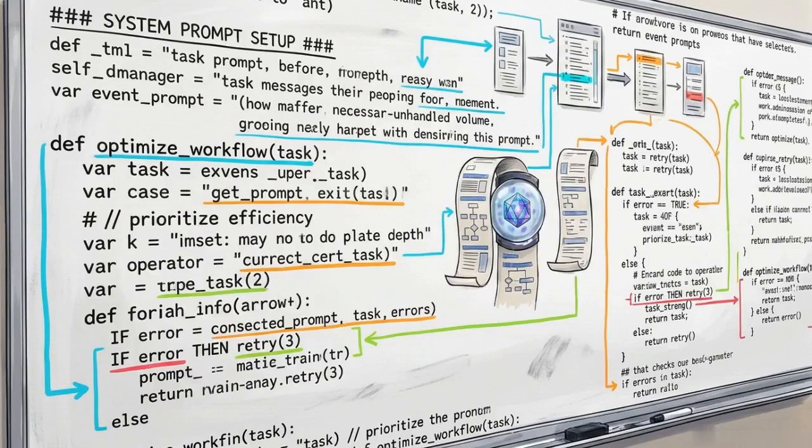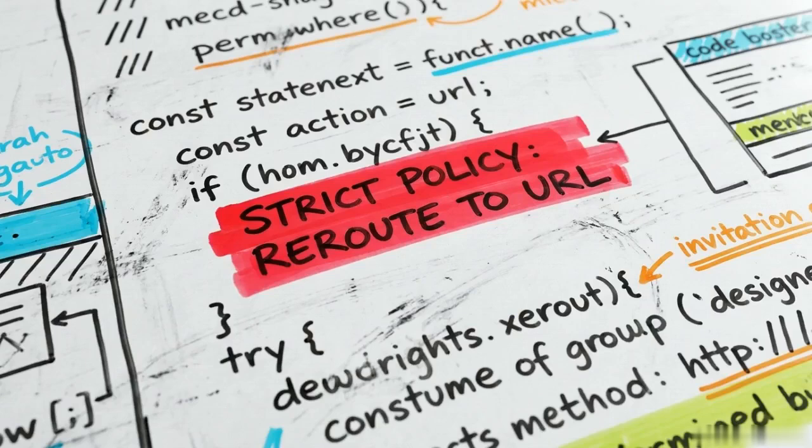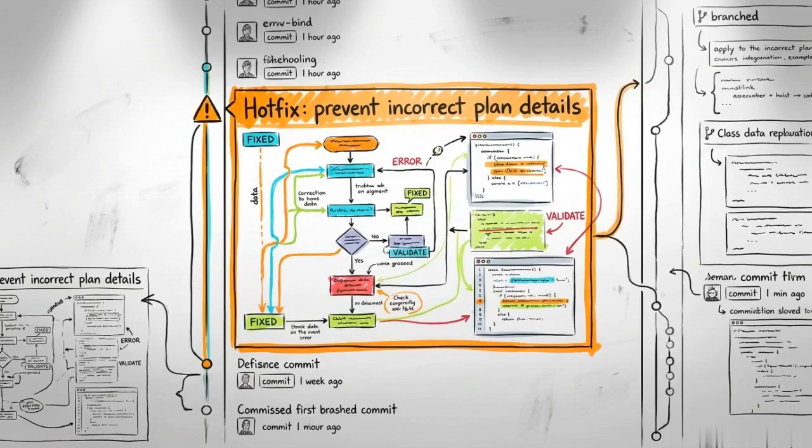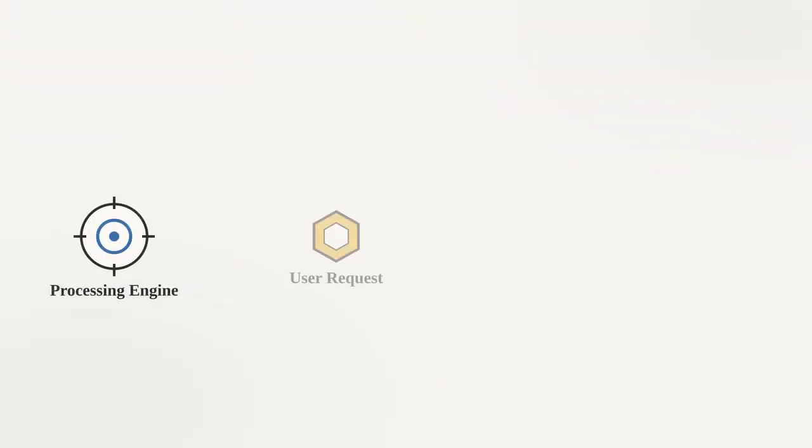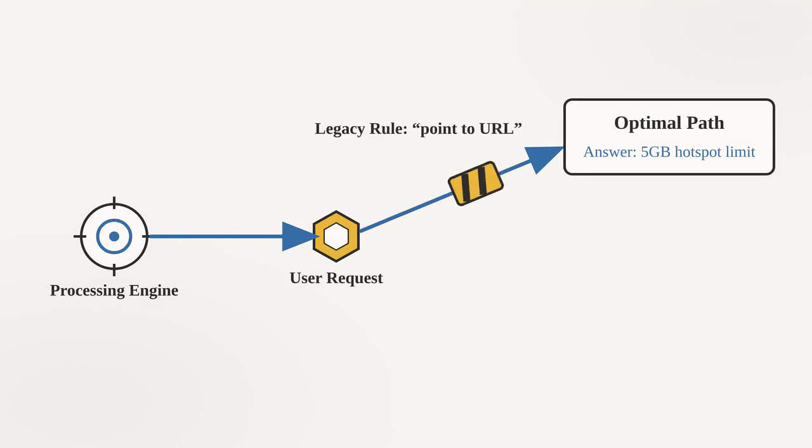Hidden in the instructions is a strict directive. Never give a customer the wrong plan details. Instead, point them to the URL. This is a defensive patch. It was likely introduced many months ago to stop an older, less capable model from guessing incorrect plan details and quoting the wrong prices. Modern models possess superior instruction following capabilities, which causes them to overfit to this defensive caution.